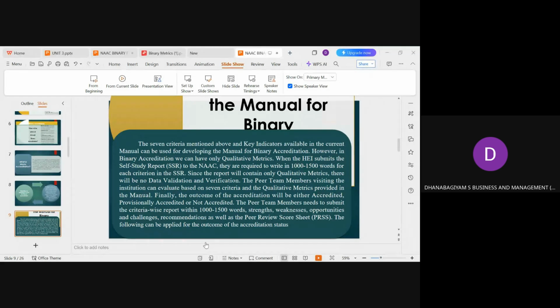This is the one important change and transformation which we can see from the earlier NAAC to this binary accreditation process. Also, if needed, instead of a physical peer team visit, there is some exemption. After submission of the SSR and DVV report, if the peer team has any queries, an online visit will be done by the NAAC team. So this is the basic, simple process of binary accreditation.